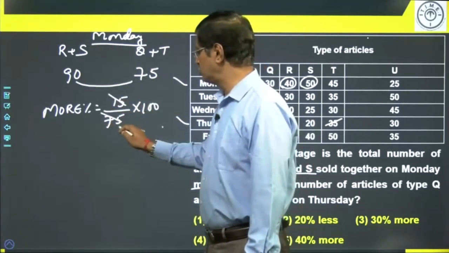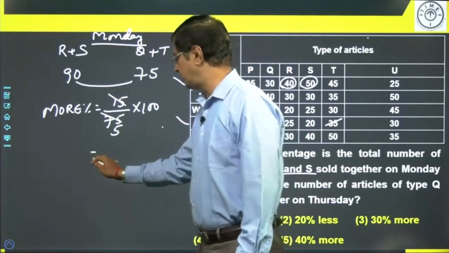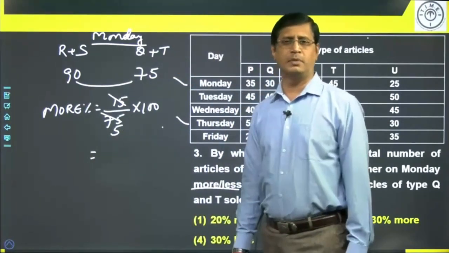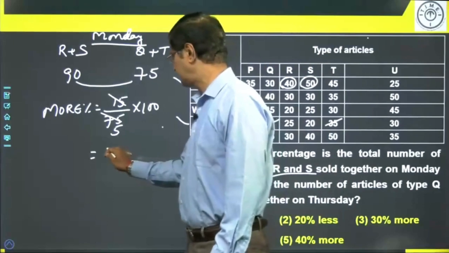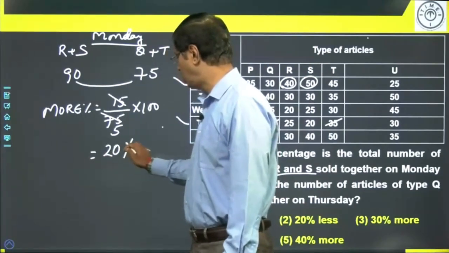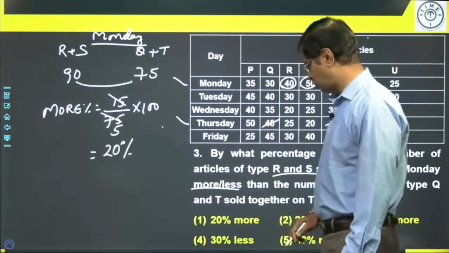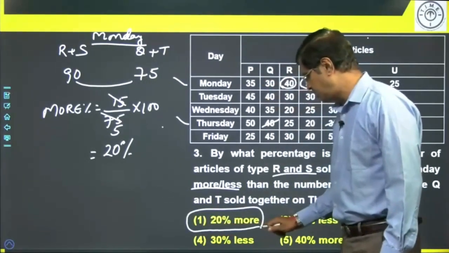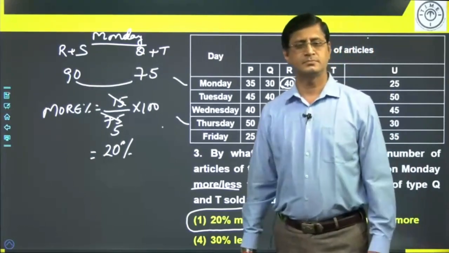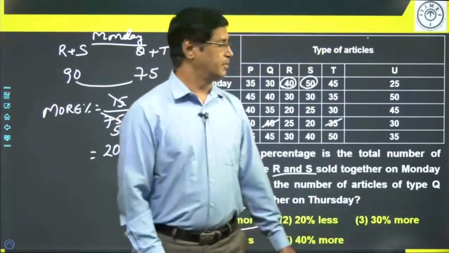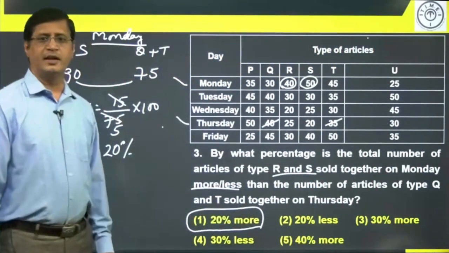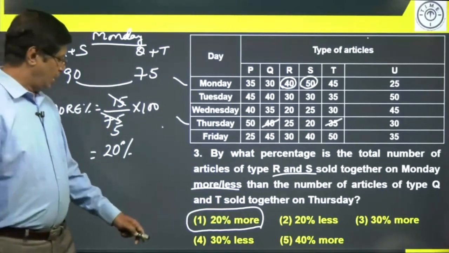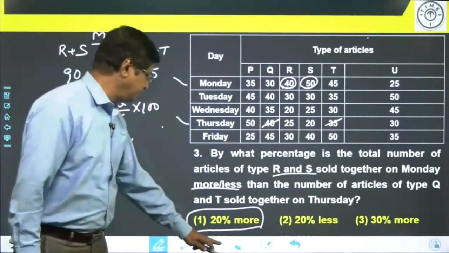Simplify. 15 goes exactly 5 times in 75, so 1 by 5. 1 by 5 means 20%. So what is the percentage of more? It is 20%. So the right choice is option number 1. First choice is the right answer. Look at the next question on your screen.